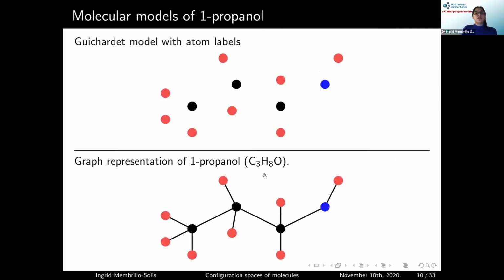All right, so now we have here a comparison between these two models. For instance, in the Guichard-Debs model, we have just points. And in here, I added a label to these points according to the type of atom. So here is a molecular model for one-propanol. In this case, the set of edges is empty, and therefore all the other functions might not be defined either. So here we just have vertices, and all the vertices have associated the type of atom.